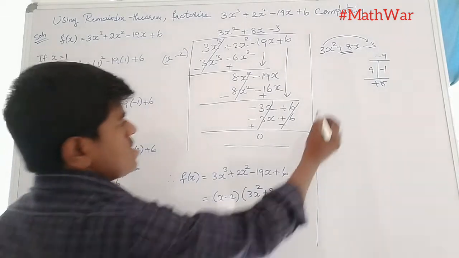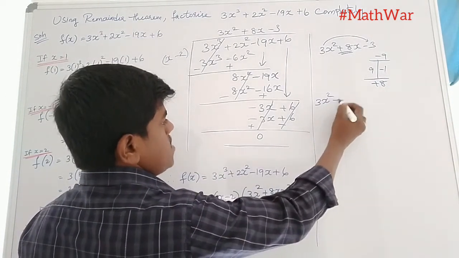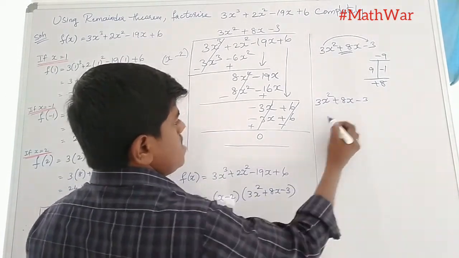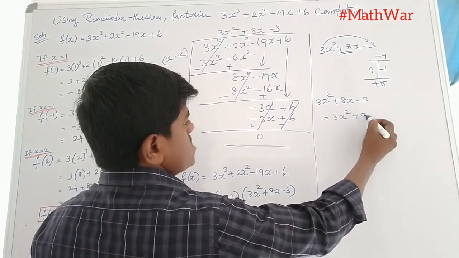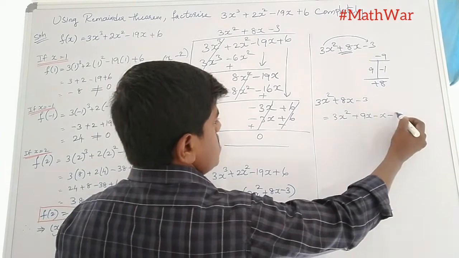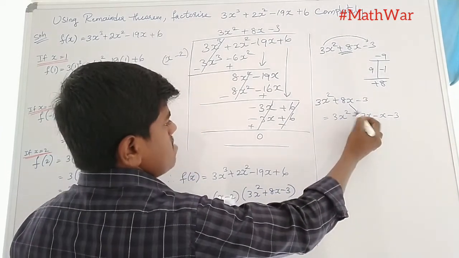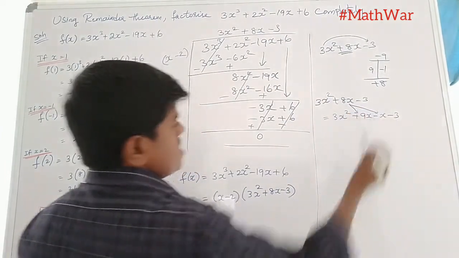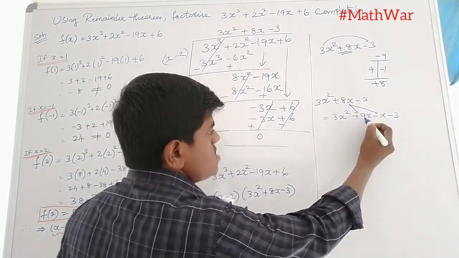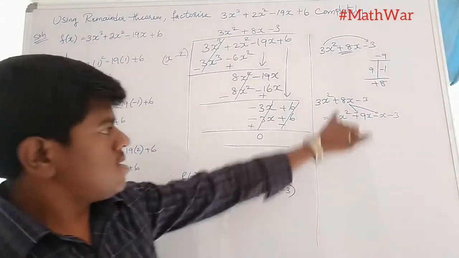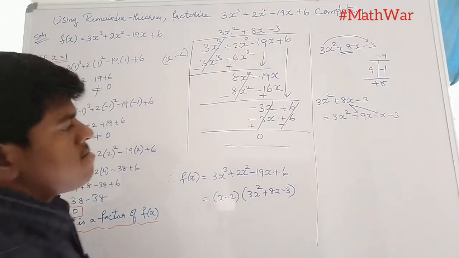Yes. So 3x square plus 8x minus 3 can be written as 3x square, this 8x can be written as plus 9x minus x, minus 3. 9x minus x is 8x. So we split the middle term as 9x and minus x.